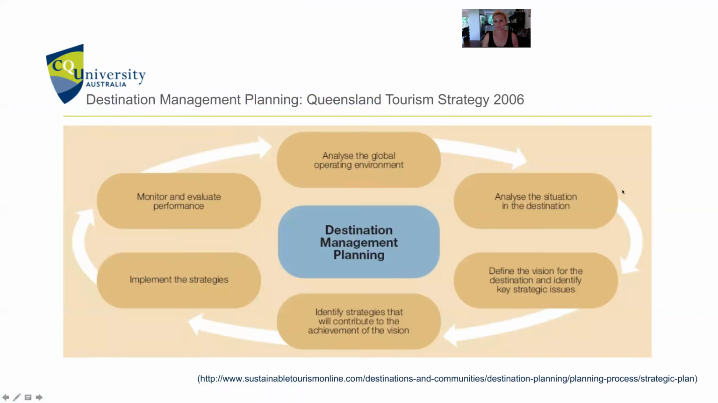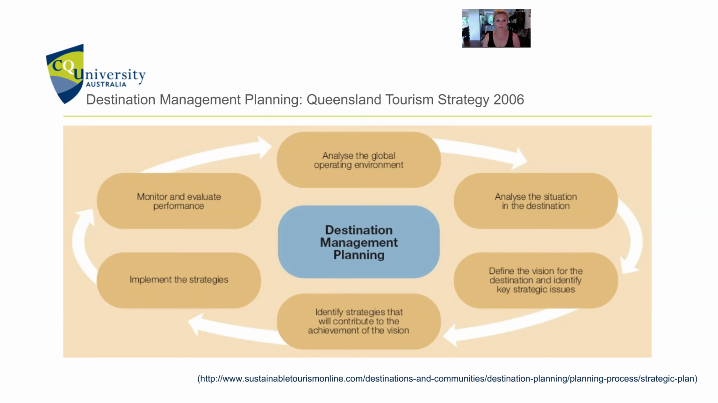Okay, so this is Queensland Tourism Strategy 2006, Destination Management Planning. So this is what they say a destination management plan should have in it. They say that you should analyse the global operating environment, analyse the situation in the destination, the situation analysis, define the vision for the destination and identify key strategic values. So that's thinking about your comparative advantages. So you first thought maybe about the competition and the push and pull factors. And then you start thinking about your comparative advantage, what you have that's special to you. Talk about that in a sec. You identify strategies that will contribute to the achievement of the vision, so what you're going to do.